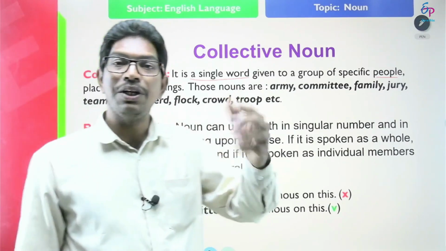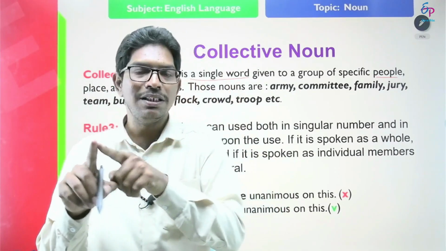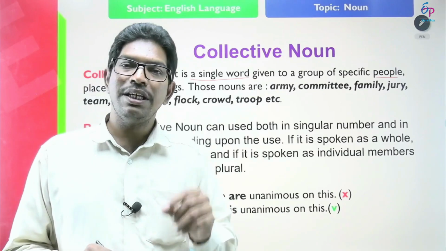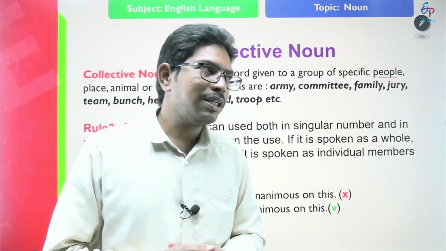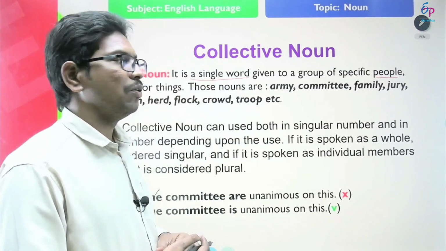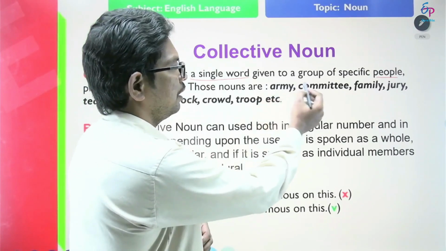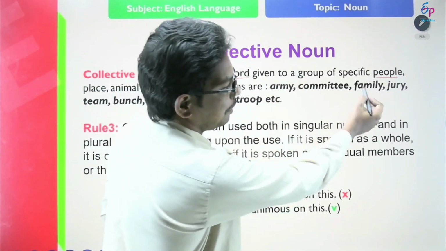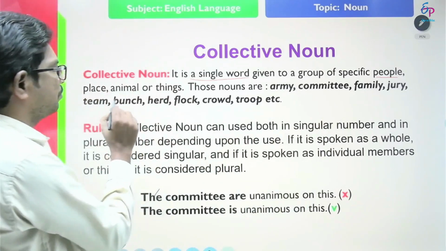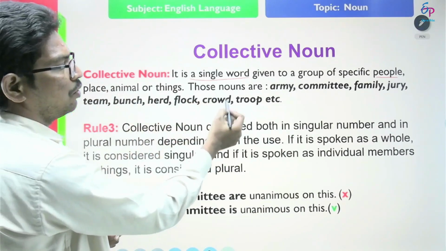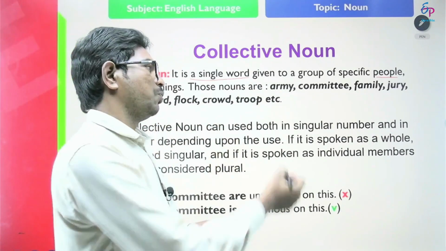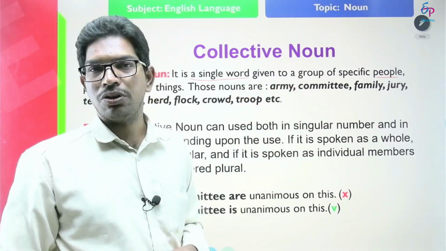It is a single word given to a group of place or thing, etc. That means it is the name of a group. What is that name called? Collective noun. What are they? Army, committee, family, jury, team, bunch, head, flock, crowd, troops. So what are these? These are called collective nouns.